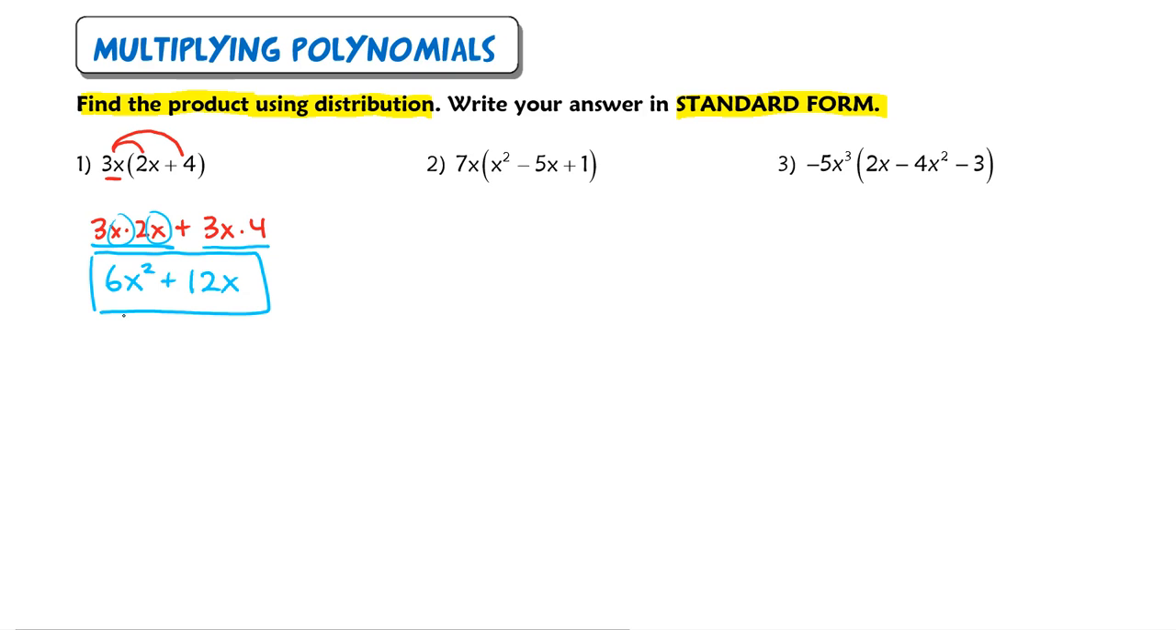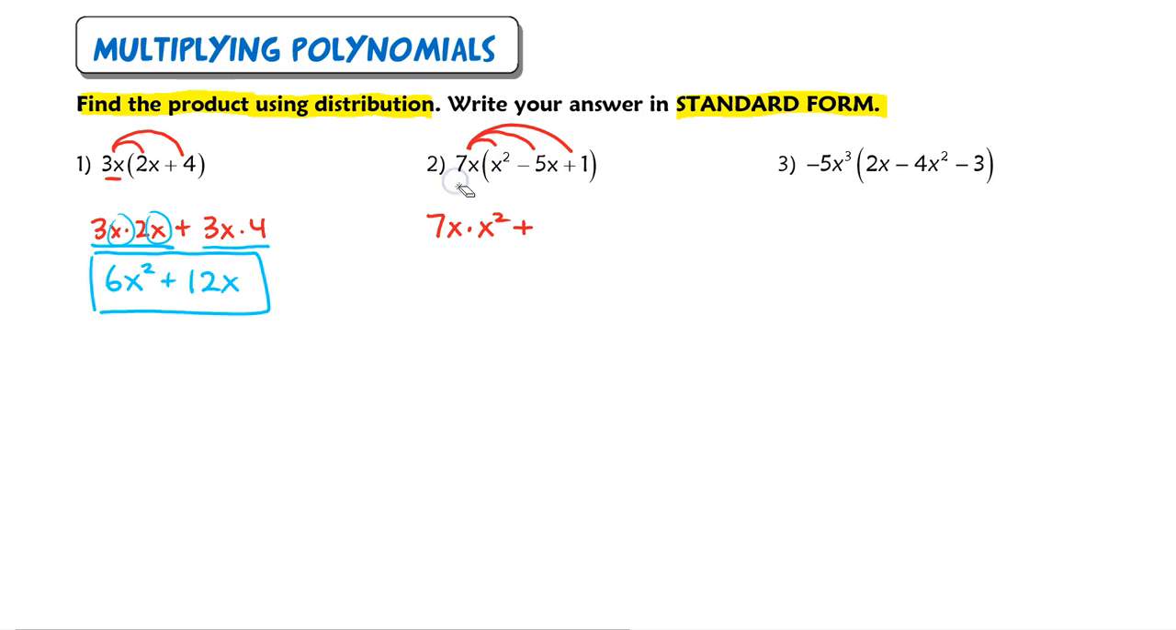Now the problems are going to get a little bit trickier here as we go along. So let's try number 2. Now in this problem, we have to make sure that we distribute to all 3 terms on the inside here. Okay, so that means I'm going to rewrite it, and I want to show my work every single time. I'm going to take that 7x and multiply it by x squared first. So 7x times x squared. And then remember, I always want to separate the next term with a plus sign. So let's write plus. Then we're going to do 7x here times negative 5x.